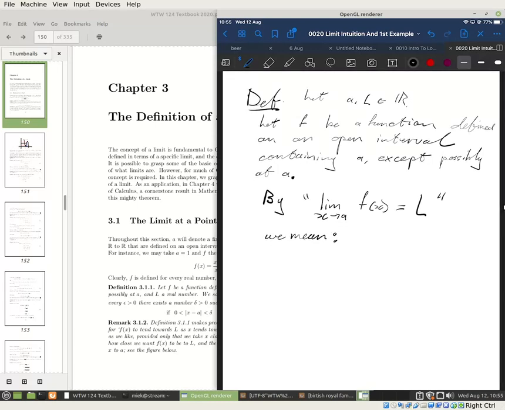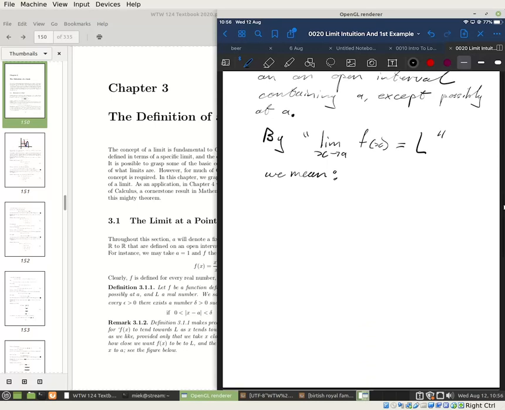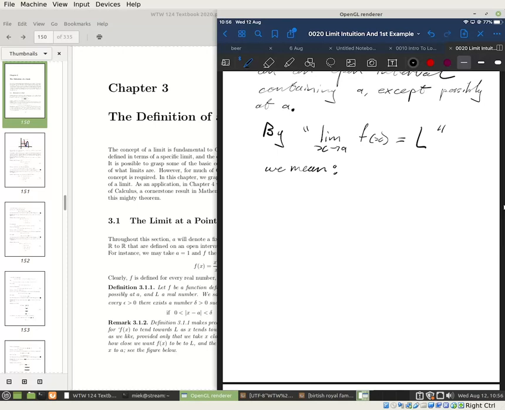Okay, so let us return to the definition of a limit and let us discuss the intuition behind the definition of a limit. So once again, let a and L be real numbers, let f be a function defined on an open interval containing a, except possibly at a. And by the limit as x tends to a of f of x equal to L, we mean the following. And this is something you need to have memorized.